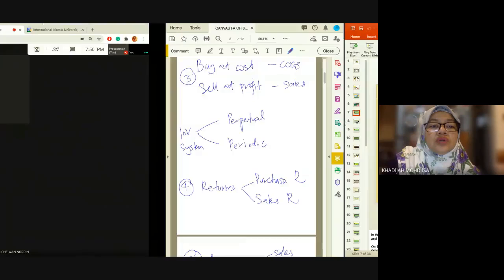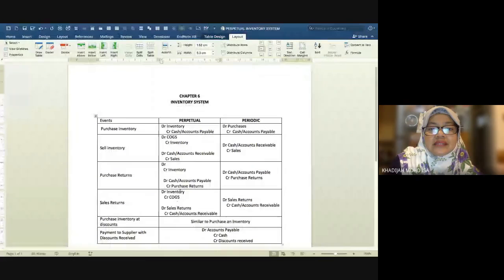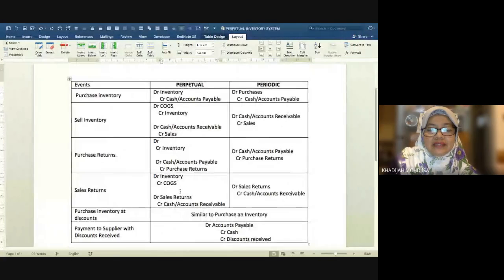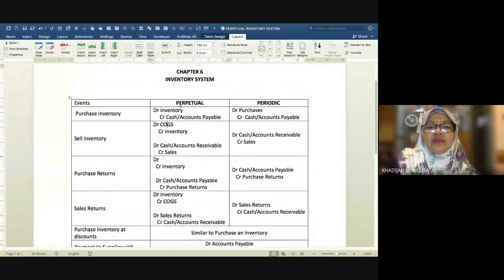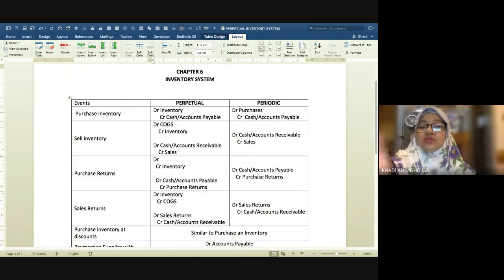I have actually made a summary of this. I will share this with you later. Between the inventory systems, perpetual and periodic, when you purchase inventory, the entry is: debit your inventory, credit your accounts payable. Look at the perpetual first. Don't look into the periodic yet.